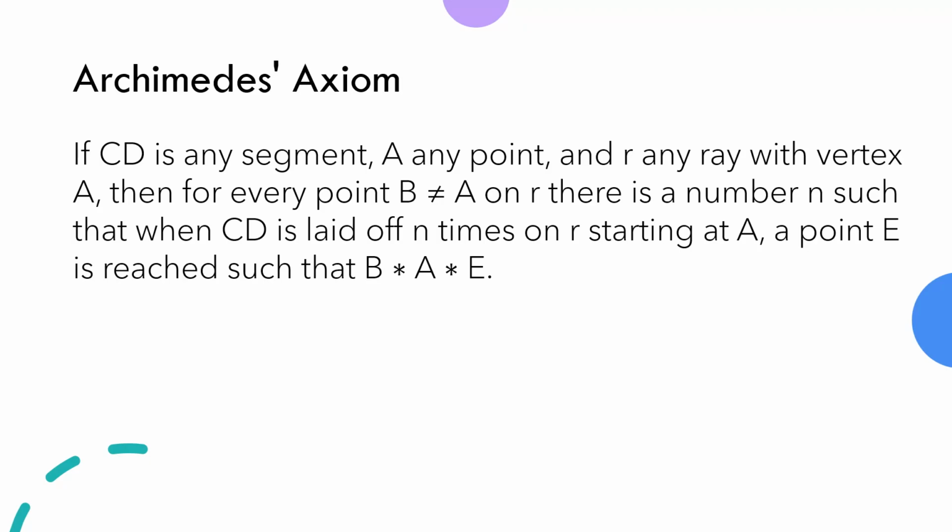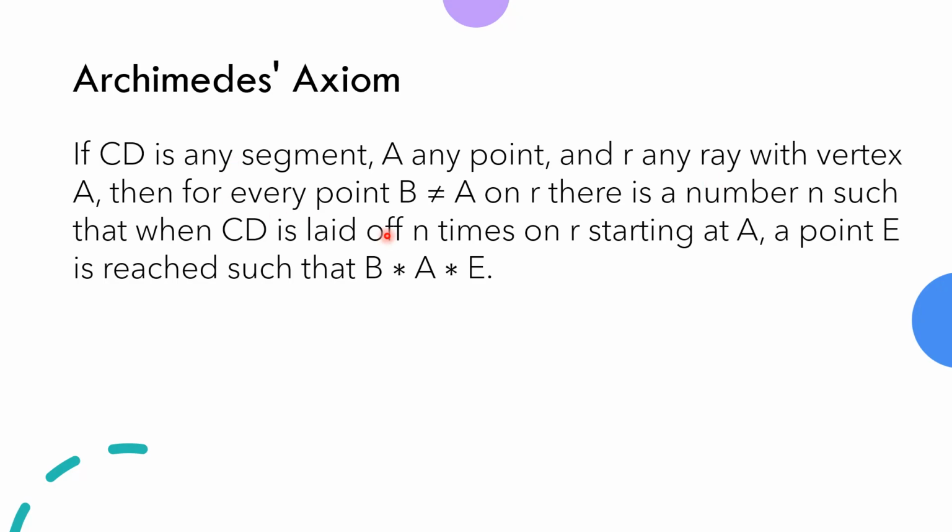So if we dissect this statement: if CD is any segment, A is any point, and R any ray with vertex A. This is a universal setup. It works for any segment, any starting point, and any direction. There are no size restrictions, so the segment CD can be arbitrarily small or large. And aside from that, there is geometric generality, so it applies to all configurations in the plane.